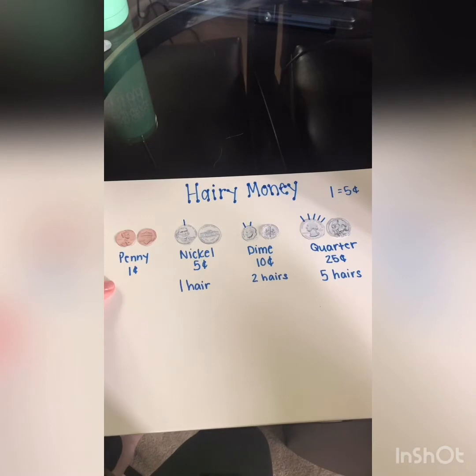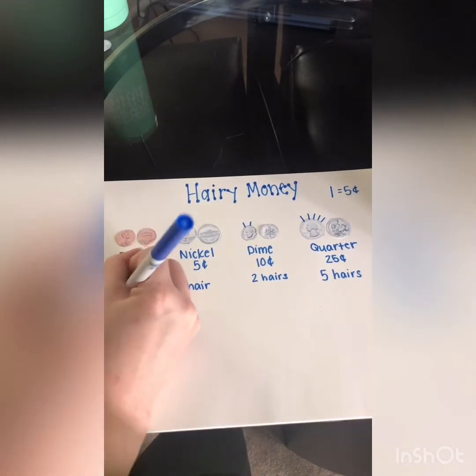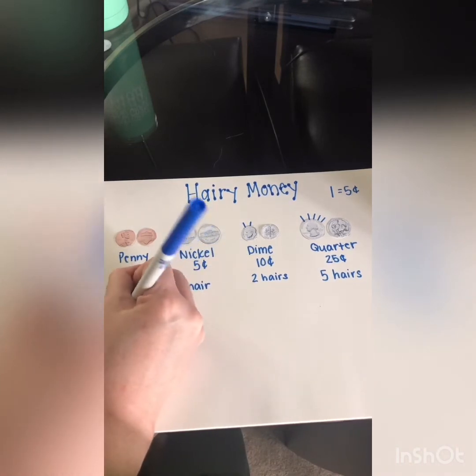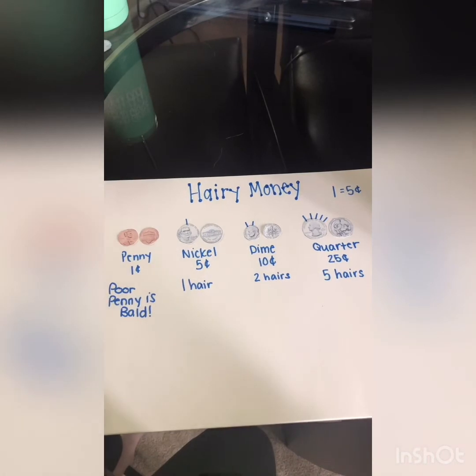And the poor penny, it's only worth 1. So if you count by fives, you have too much already. So the poor penny is bald. That means when you get to counting pennies, you have to stop counting by fives and start counting by ones.